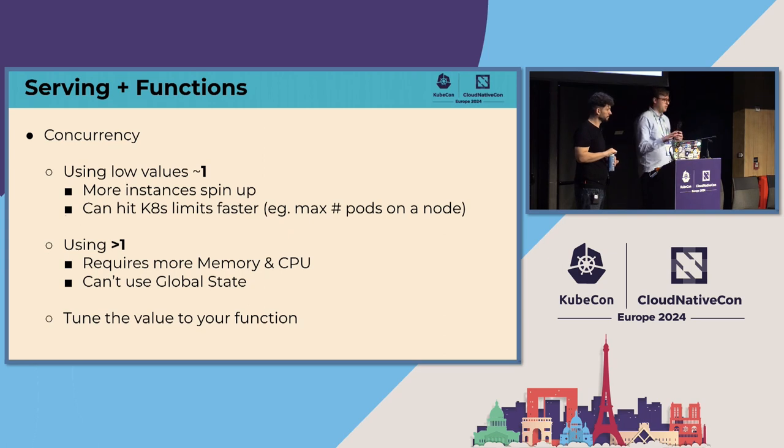There's some art to tuning concurrency. If you use low values, it's going to spin up more instances, and you can hit Kubernetes limits much faster because you have limits on the number of pods that you can have in a node and so forth. But if you use greater than one, then it's going to use more memory and CPU, and you can't use global state. So you really want to tune the concurrency based on your app.